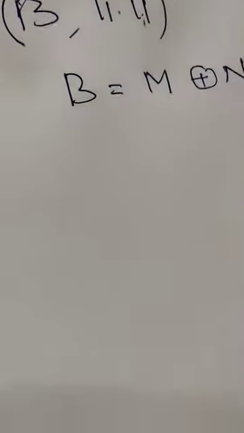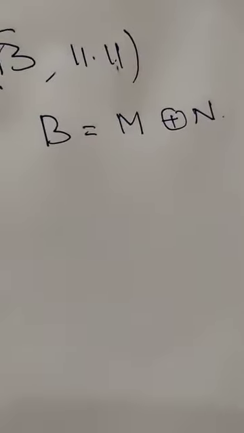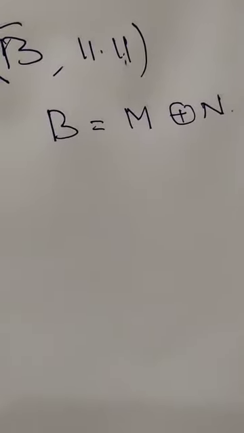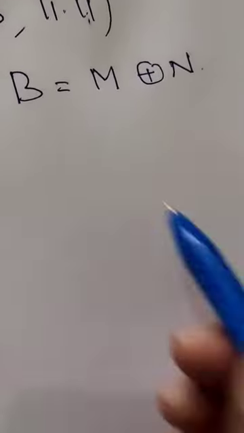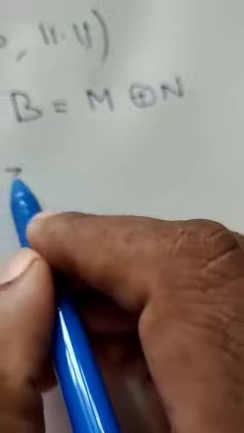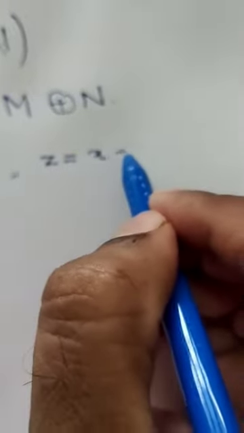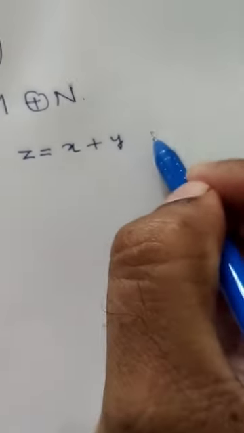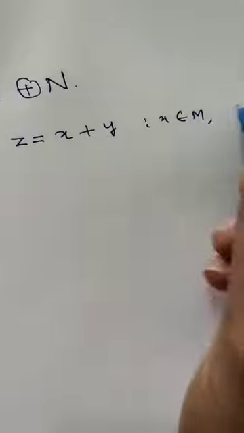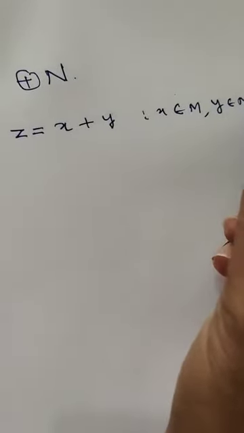You know how to define the direct sum of any two subspaces. You have learned it in vector spaces. Then what will happen? Any vector Z belonging to B can be written as the sum of an element of M plus an element of N, Z = X + Y, where X is an element of M and Y is an element of N.